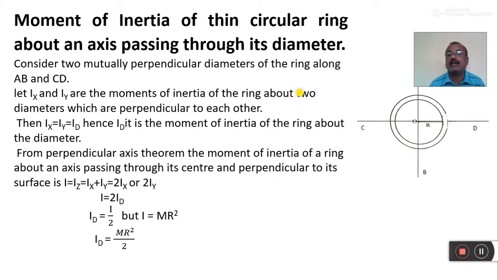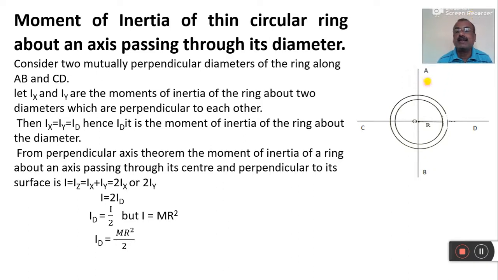I want to explain the figure like this. This is AB. This is CD. They are mutually perpendicular to each other. This is the element. R is the distance of the element from its center.